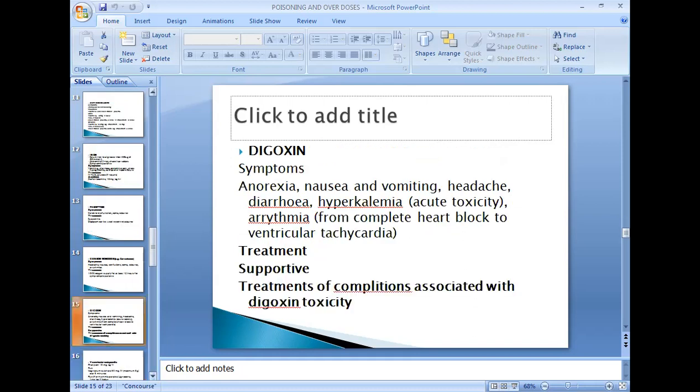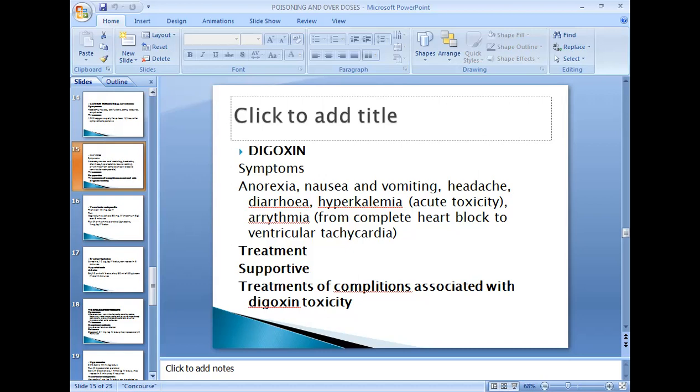Another drug that can show toxicity is digoxin. Digoxin shows symptoms of anorexia, vomiting, headache, diarrhea, and acute hyperkalemia, and arrhythmia, which can range from complete heart block to ventricular tachycardia. There can be tachycardia because of hyperkalemia, and treatment includes supportive care first, based on pharmacological response, oxygen supply, and IV fluid management.